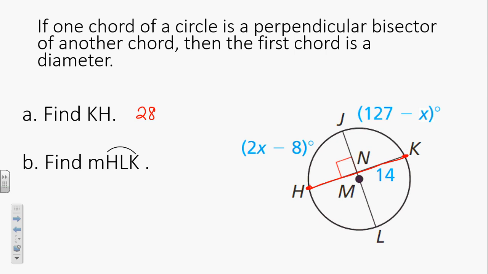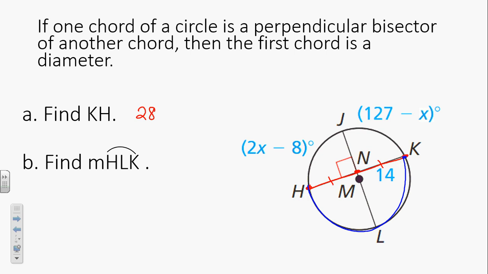N is not a center. Yes, M is a center. N is supposed to be the point where those two meet, and M is the center of the circle. And so that's why we know that JL is the perpendicular bisector, because it is a diameter. Okay, very good. And then we want to figure out the measure of major arc HLK. So H to L to K goes this way, starting at H, passing through L, ending at K.